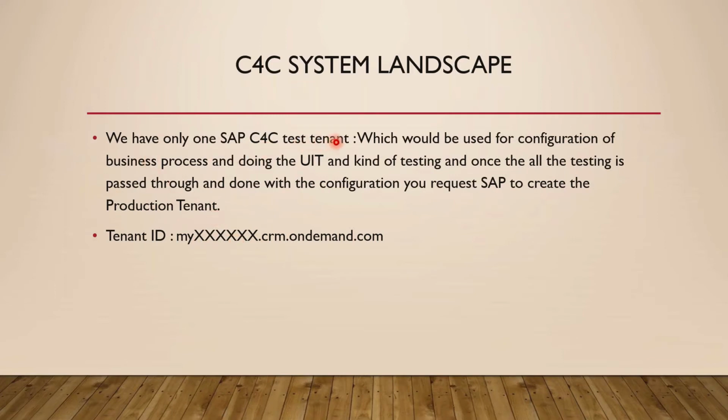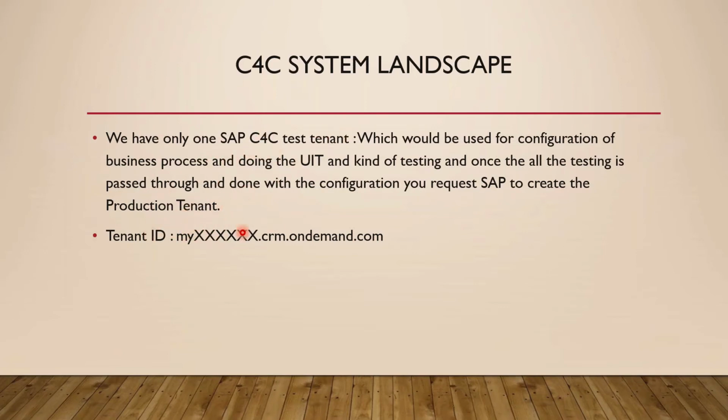We have only one SAP C4C test tenant, which is used for configuration of business processes and for UAT and kind of testing. Once all the testing is passed and the configuration is done, you request SAP to create the production tenant. If you are working on an implementation scenario, they will give you the test tenant ID initially, and once you are done with the configuration, you request the production tenant. SAP will move all the configurations to the production system. That's the initial step done by SAP only, because the hosting and everything is provided by SAP. The test tenant is free of cost, and the production tenant is always chargeable.